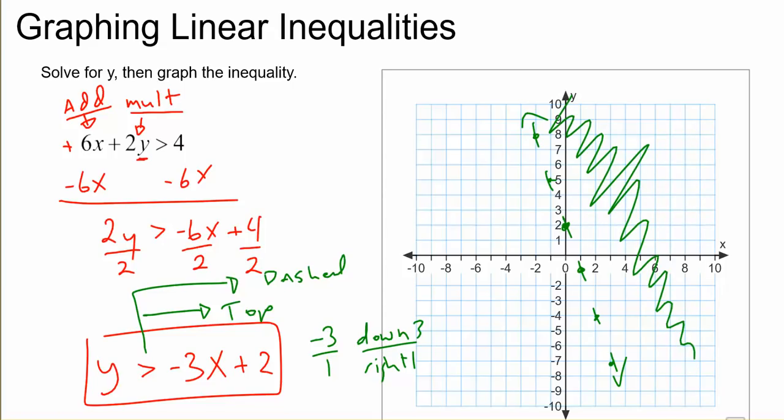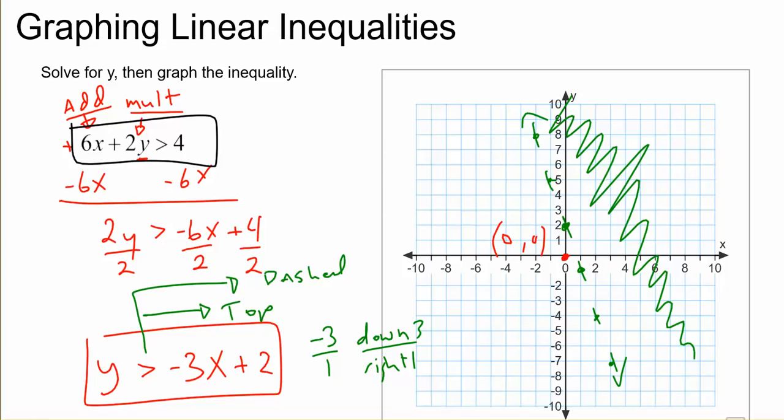Now, if we just took this equation and wanted to graph it using the x and y intercepts, then we couldn't just use this to say we're going to shade on top. So here's what we do. We want to pick out a test point, and the best test point to pick out is the point 0, 0. Then we'd take this equation and substitute in a 0 for x and a 0 for y.